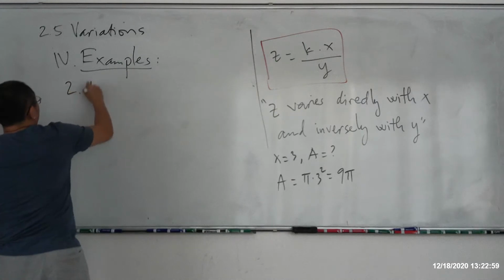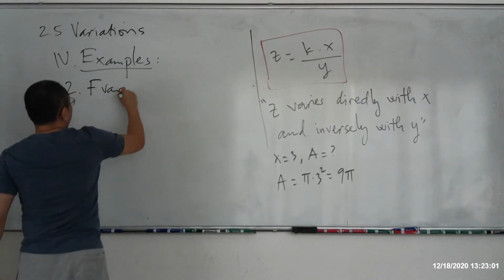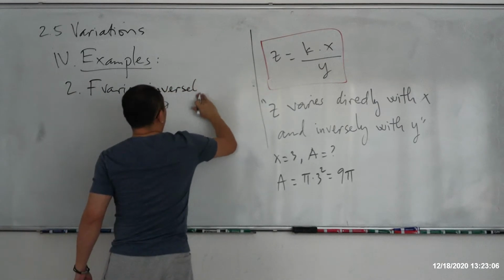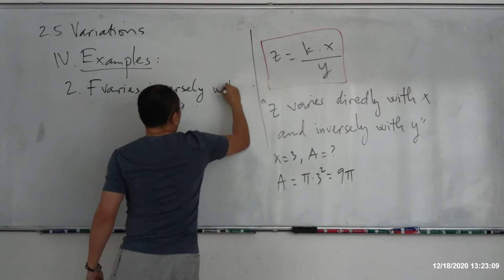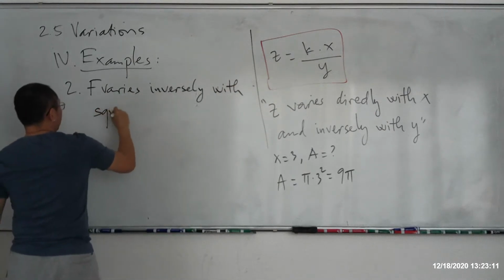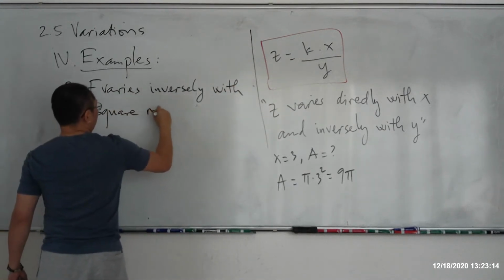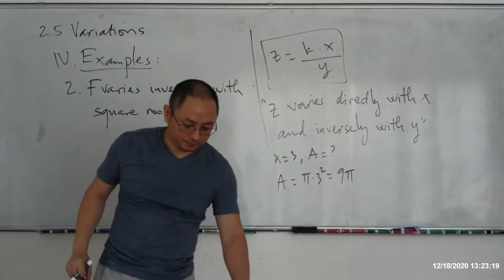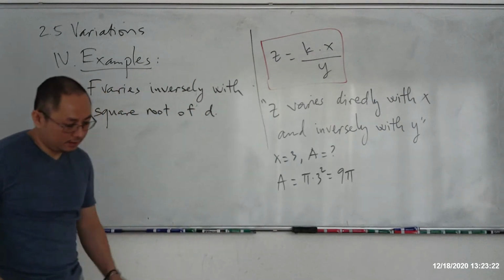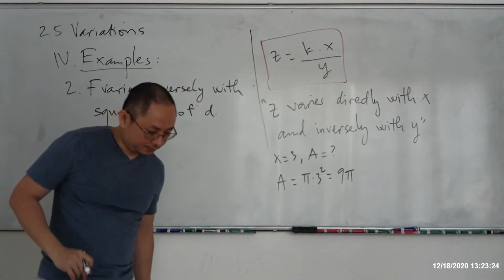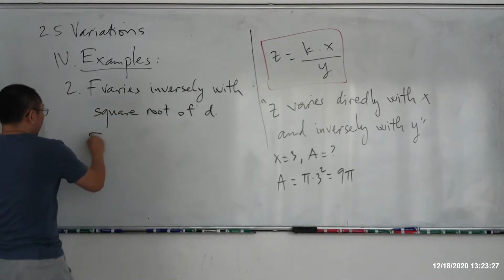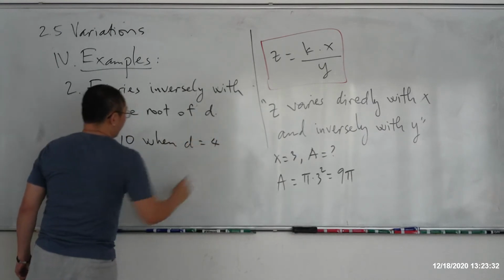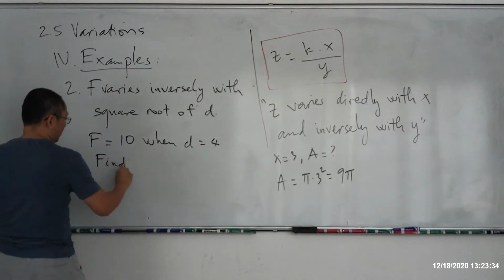Example number 2. F varies inversely with square root of d. Okay? And then f equal to 10 when d is equal to 4. Find the equation. Find the equation.